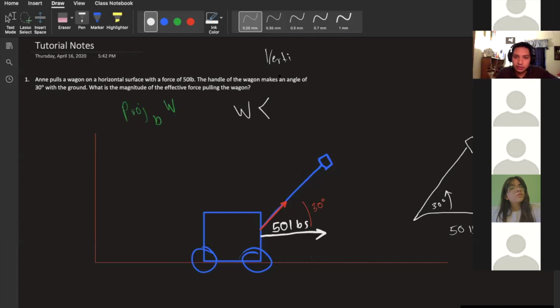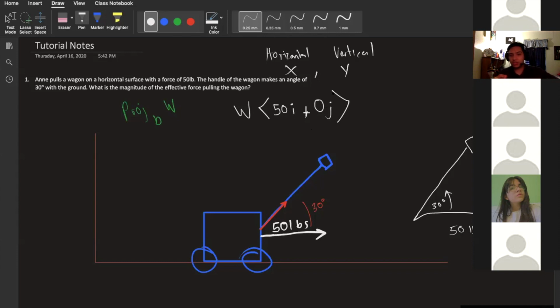Wait, actually, sorry, my bad. They have the horizontal first, and then they have the vertical, because they have the x and then the y, and the x is the horizontal and the y is the vertical. So the horizontal component of this is going to be 50i, all right? And is it going to have any vertical component? It's not. So it's going to be 50i, and you can say plus 0j because the j is the vertical component.